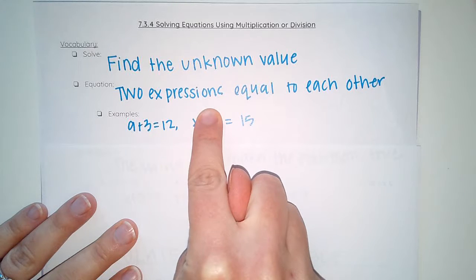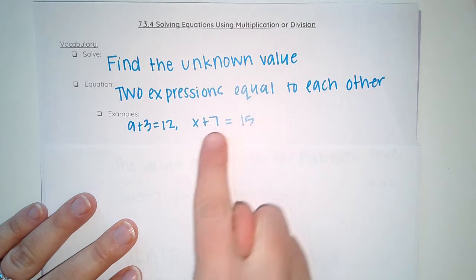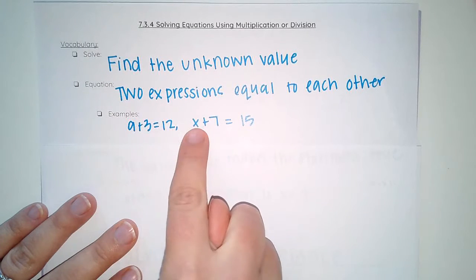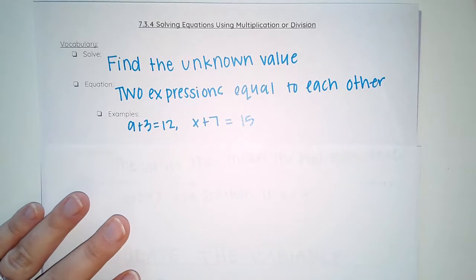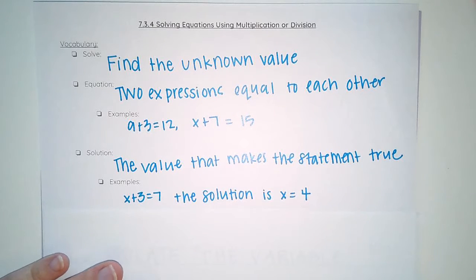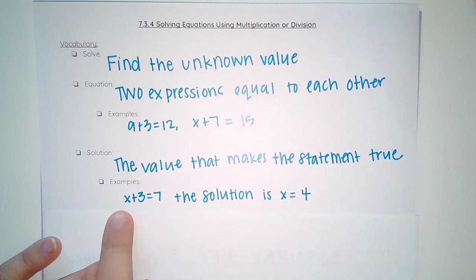X plus 7 is equal to 15. This is an equation. We would solve this equation to find what X is to make this true. And then lastly, solution. Solution is the value that makes the statement true. So for example, in X plus 3 equals 7, the solution that makes this equation true is X equals 4.